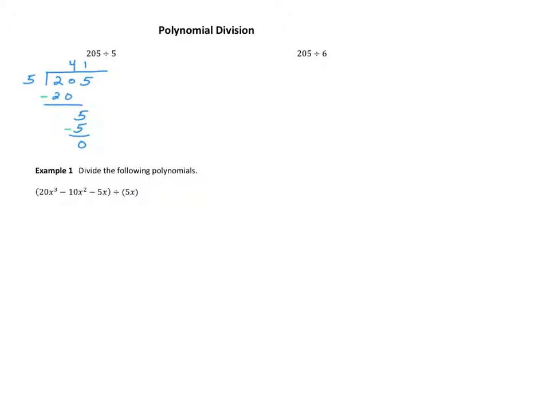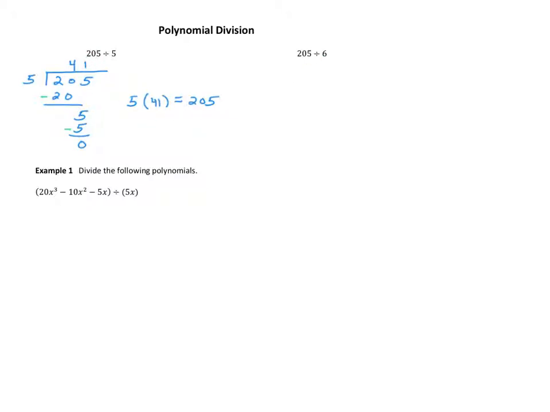Now, what does all this work tell us? It tells us that if you multiply 5 and 41, it takes you back to 205. So I'm going to put that over here. 5 times 41 is 205. So division breaks things apart, and multiplication puts it back together.